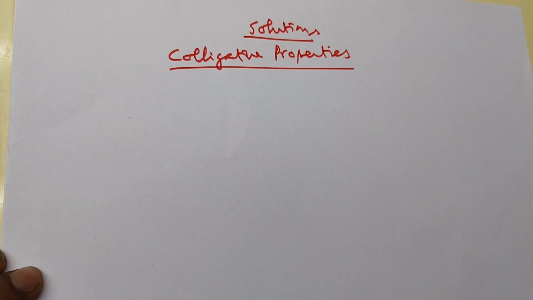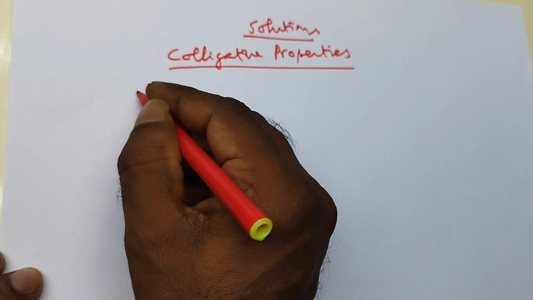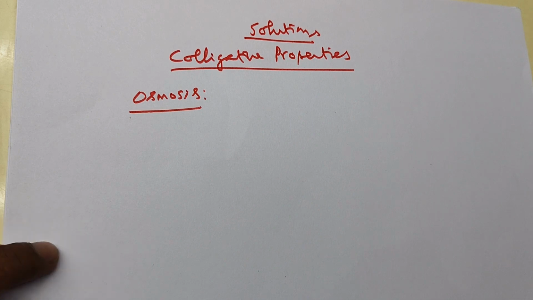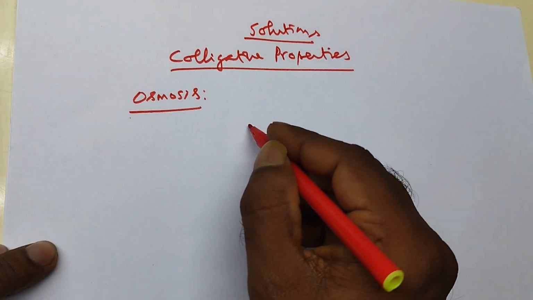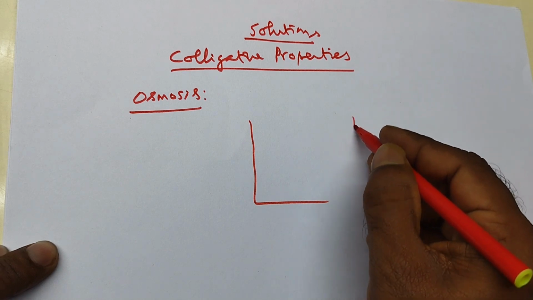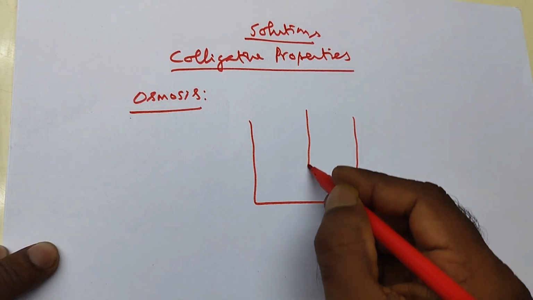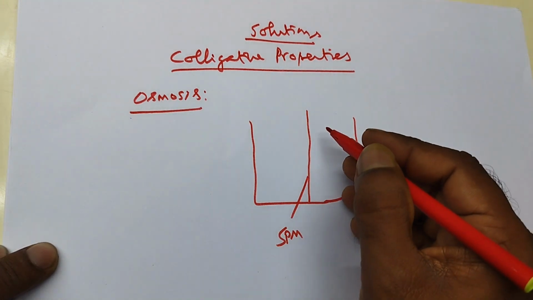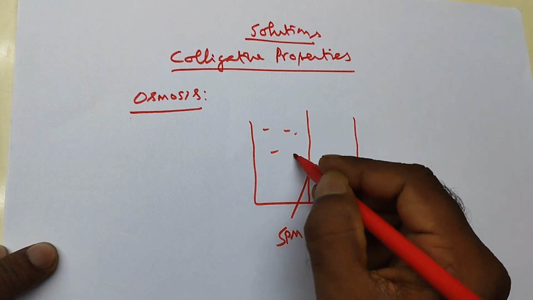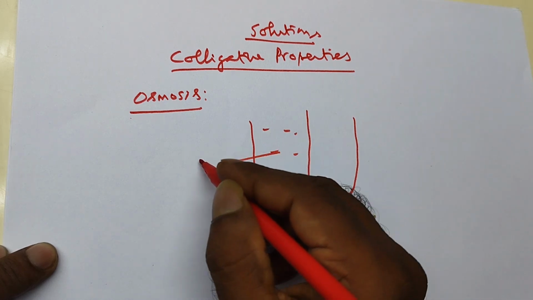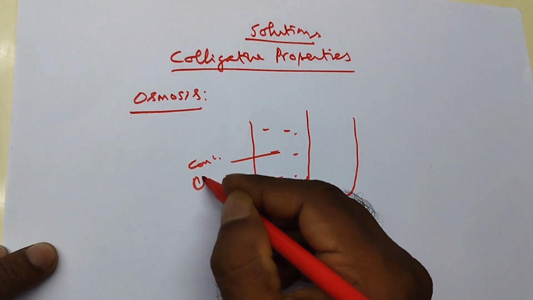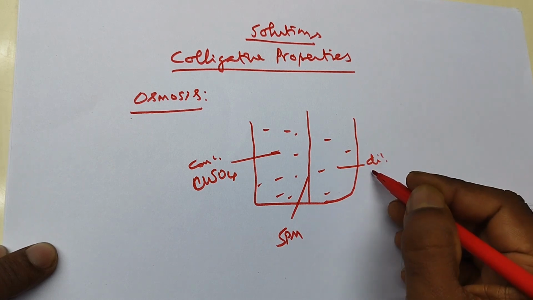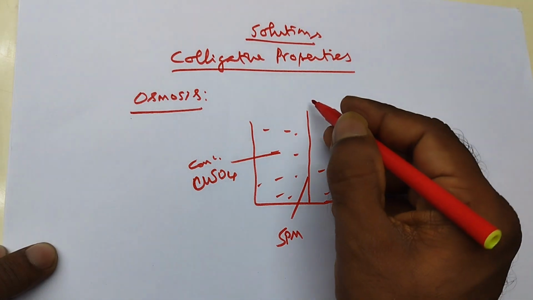Let us define what is meant by osmosis. Osmosis is defined as, say for example, I will draw the diagram for this case. So we are having a semi-permeable membrane, SPM. On this side, say for example, we will take a concentrated copper sulfate, CuSO4, and on this side we are having a dilute copper sulfate solution.